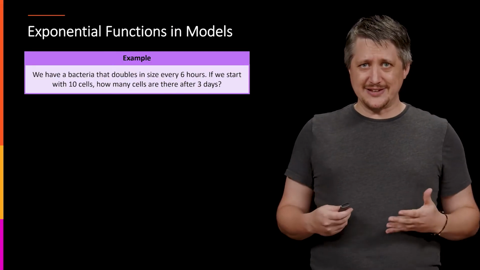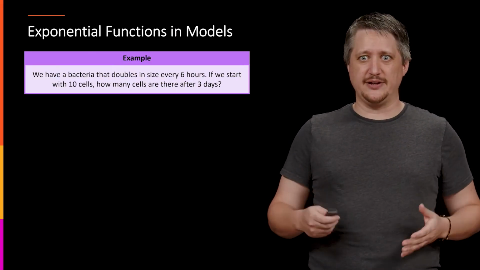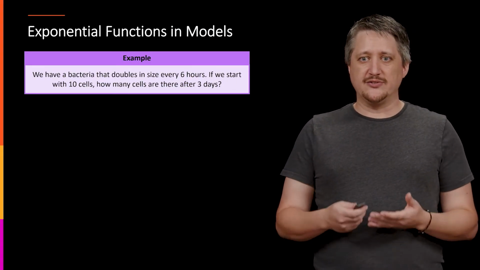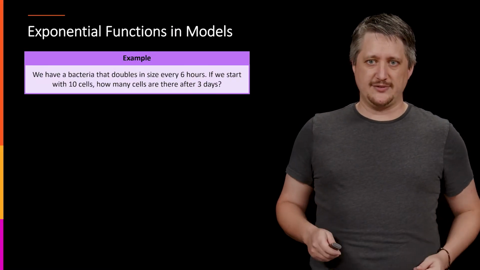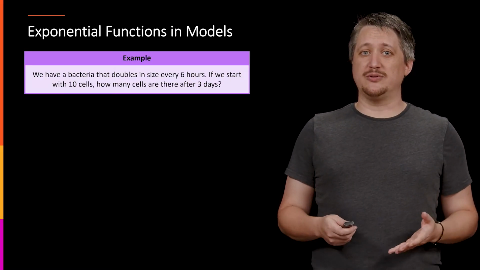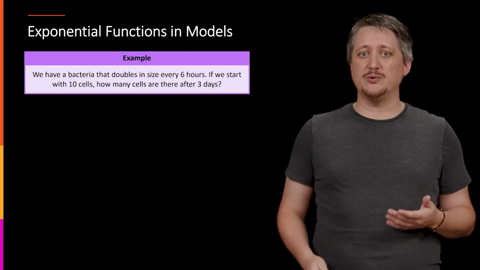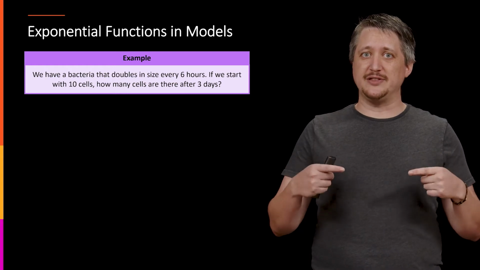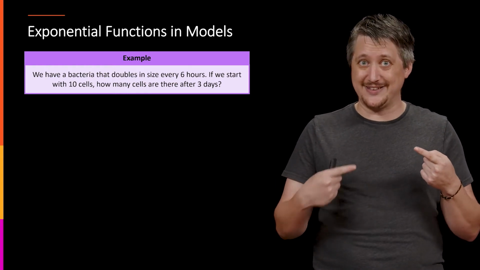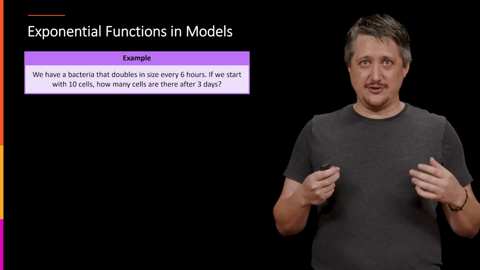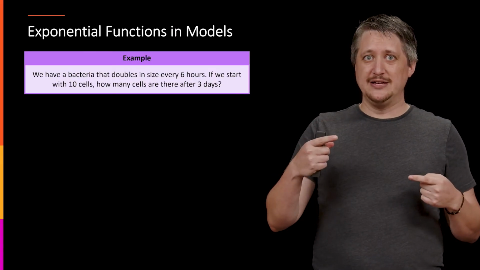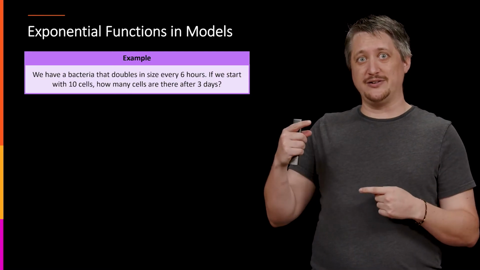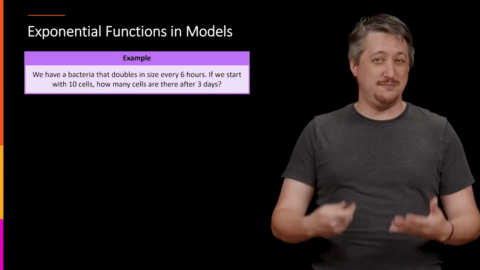As an example, say we have some bacteria that doubles in size every 6 hours. If we start with 10 cells, we want to know how many cells we have after 3 days. We know this is exponential growth, not because of how fast it's growing, but because of that word, doubles, which means every 6 hours it increases, but the amount it increases depends on how much it has at that time. If it has 50 cells at some time, 6 hours later it'll have 100. But if it had 100, 6 hours later it'll have 200. The amount it grows changes every time because it's based on the amount you have.